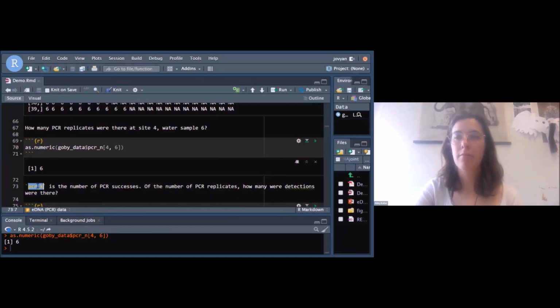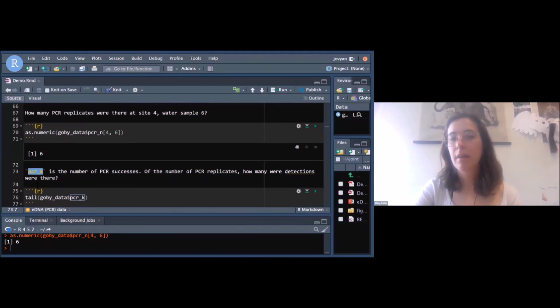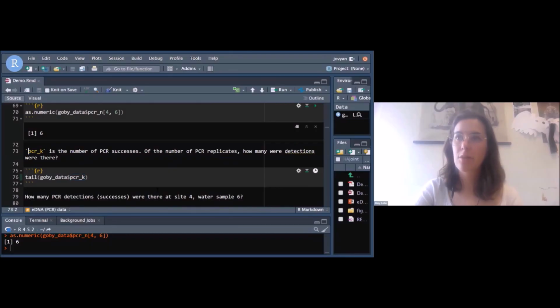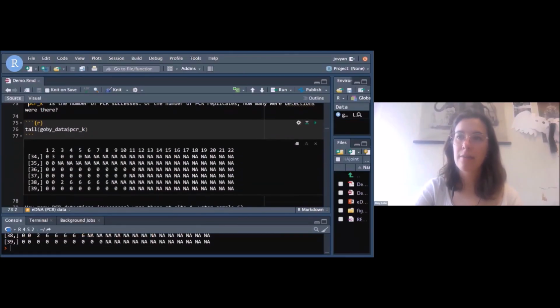We also have the number of PCR successes. This package works with just detection, non-detection data, so just zeros or ones. So the question is, of the number of PCR replicates, how many detections were there? Looking at the bottom of this matrix, we see, again, filling in the missing data with NAs.